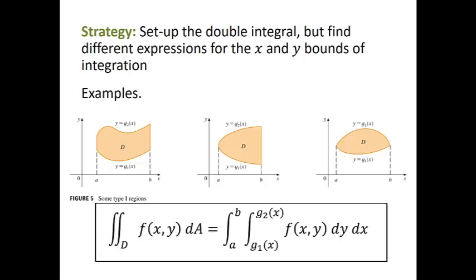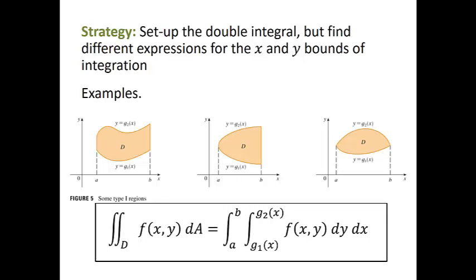Therefore, when we set up the double integral over D, for the outer integral, our dx integral, we'll use the bounds a to b. And for the inner integral, our dy integral, we'll use the bounds g1 of x to g2 of x.